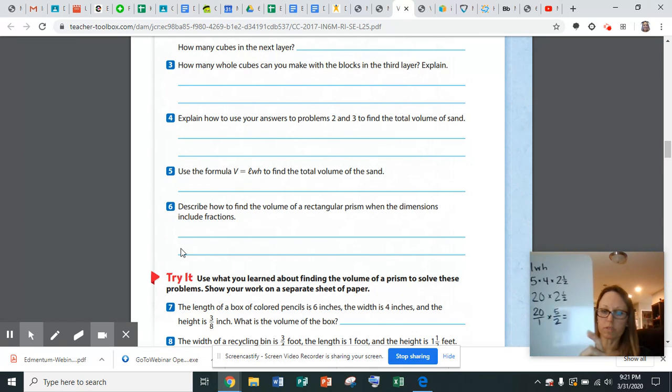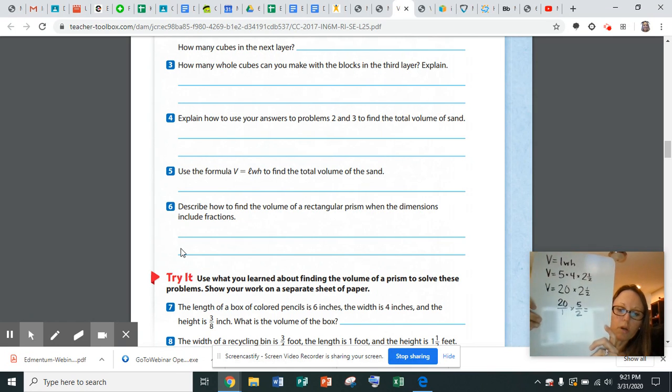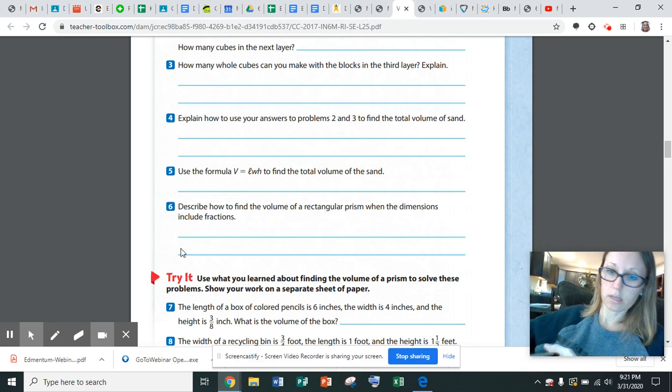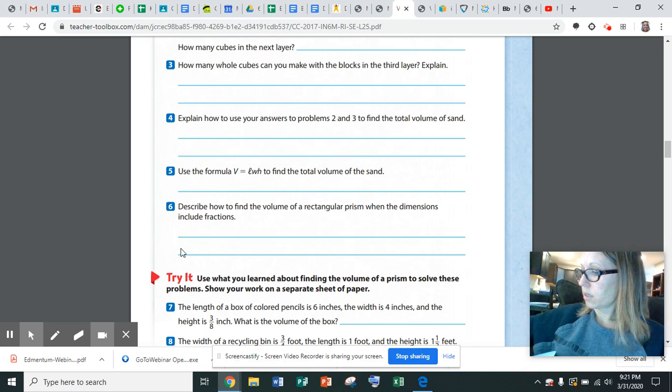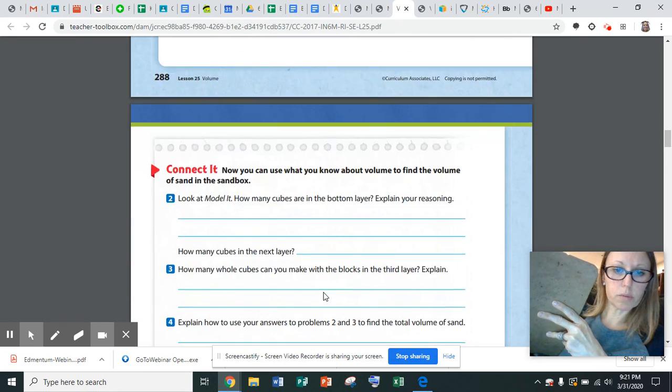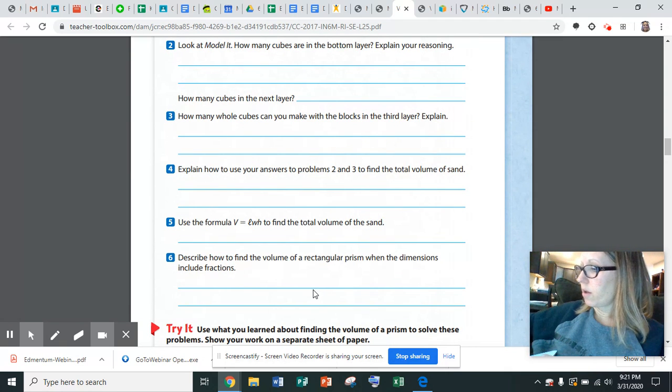Like that. Then we know 20 times 5 is 100. So then we'd have 100 over 2. 100 divided by 2 is 50. So our volume is 50, and the measurement was feet, so it would be cubic feet.